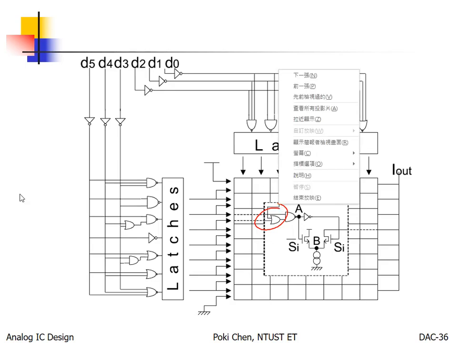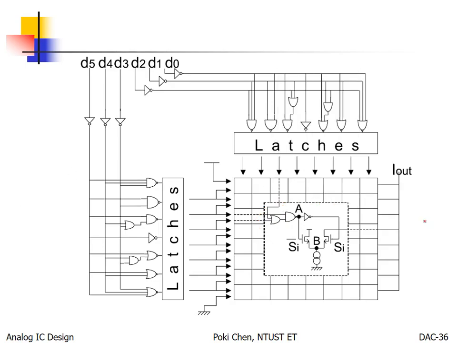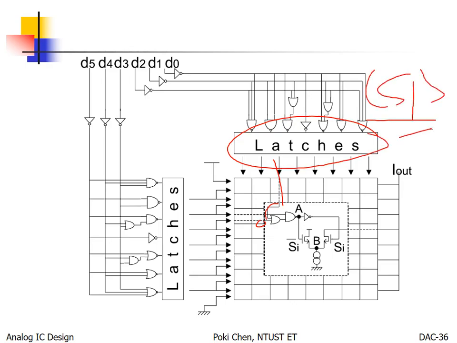See? If I'm 0, right? Then these are from the LSB decoder. The signal will be passed to turn the current source on or off. All right? But the condition is what? I'm 0, but to my top, it should be 1.